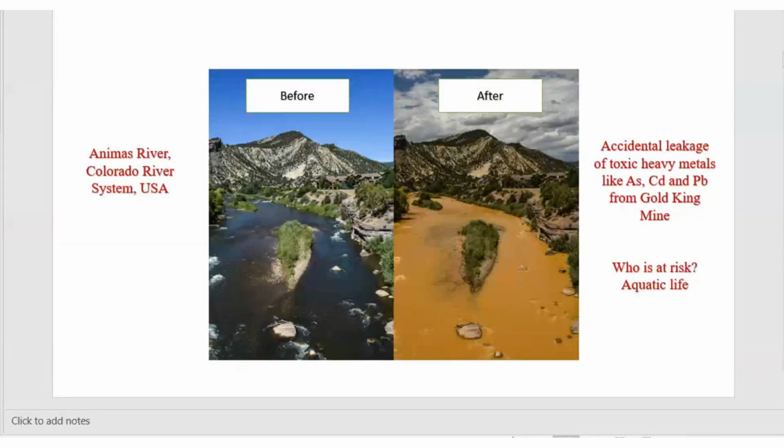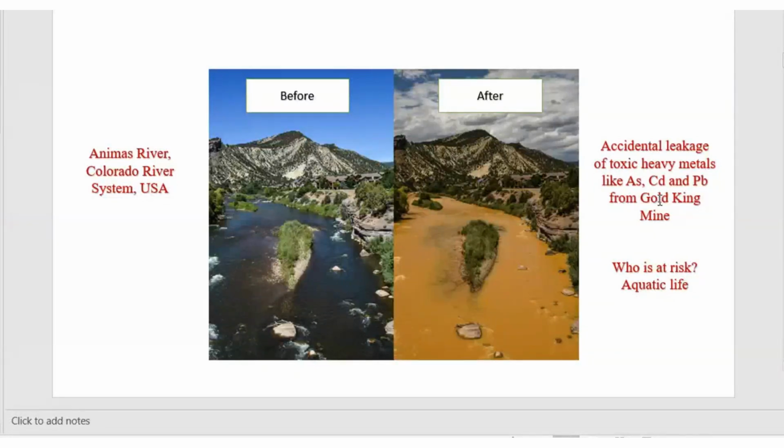So as in this picture, there are two contrasting images of a similar place, how it used to be and how it has become. As I was saying, there are some toxic heavy metals, and it is also mentioned here, arsenic is one of them. So there are toxic heavy metals like arsenic, cadmium, and lead. And this is a picture of the Animas River in the US. This Animas River used to be very clean.